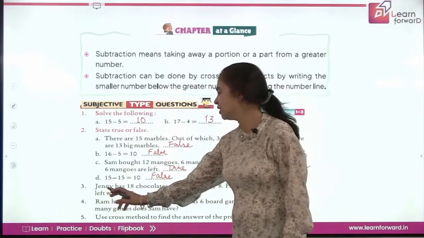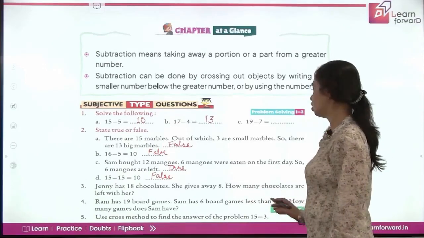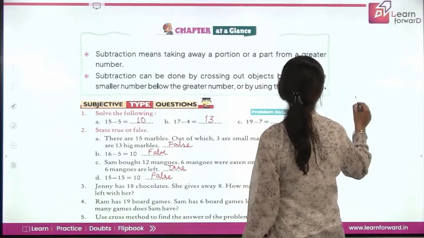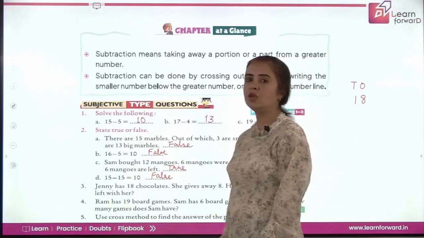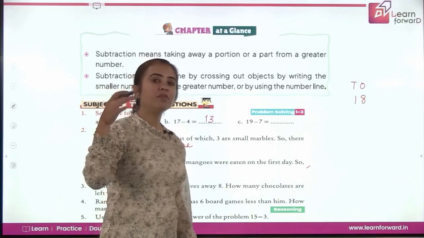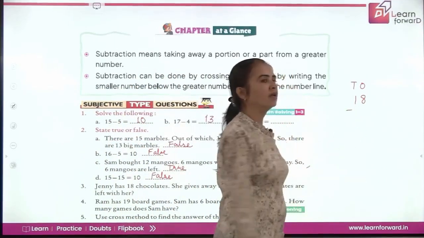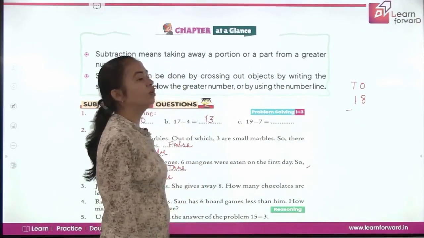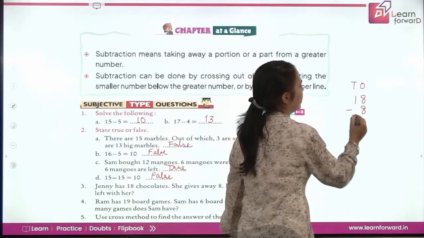So next question says Jenny has 18 chocolates. She gives away 8. How many chocolates are left with her? So how many chocolates does she have? She started with 18. Let's write tens and ones. This is how you'll be doing in your notebook. Read ahead. She gives away 8. Giving away means making something less. That means you have to subtract. And 8 will come under which column? Will it come in the tens column or it will come in the ones column? Perfect, ones column. So let's write 8 just below 8.